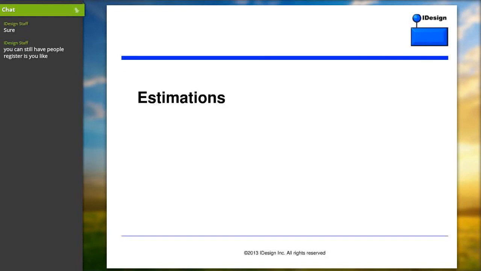Let's talk about the first area of project design that most everybody wanted to talk about more, which is estimations.